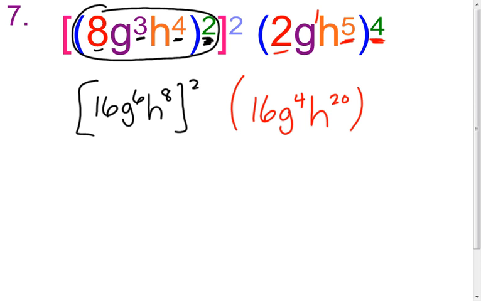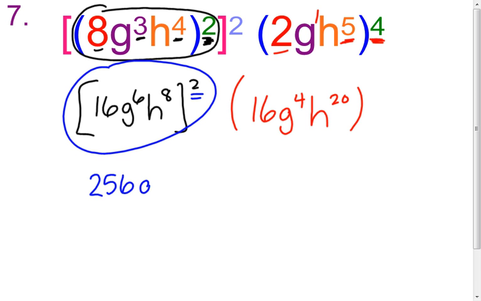So now I'm here. PEMDAS tells you that you have to deal with exponents first. So that means I need to move over here now, and I need to deal with this since I still have that exponent up there. Okay, so I am going to take 16 and square it. And when I take 16 and square it, I get 256. And then g to the 6 times 2, which is 12. And h to the 8 times 2, which is 16. Okay? And then I still have that quantity times the 16, g to the 4th, h to the 20th.